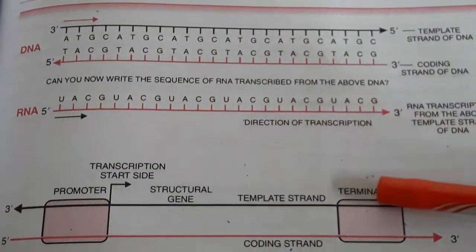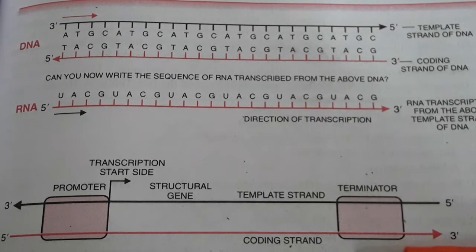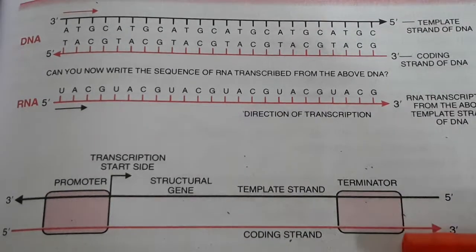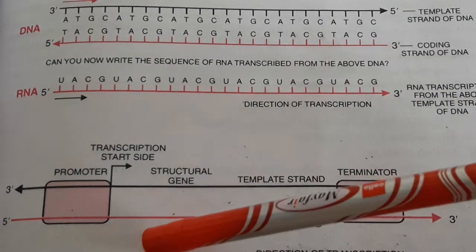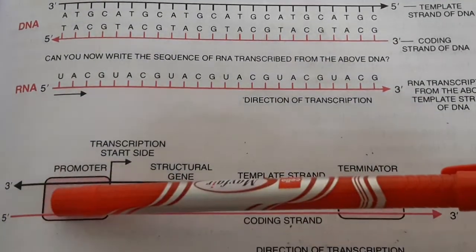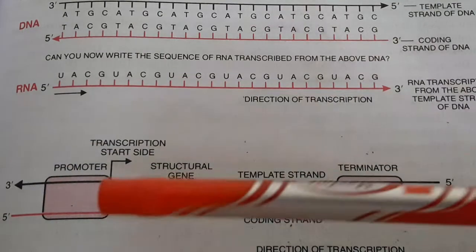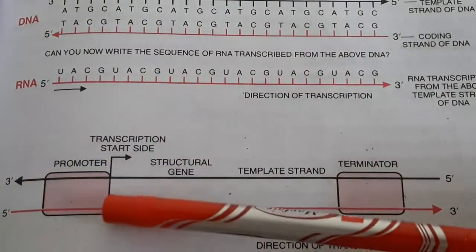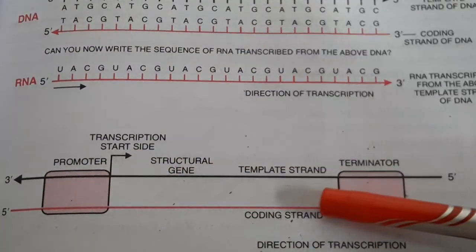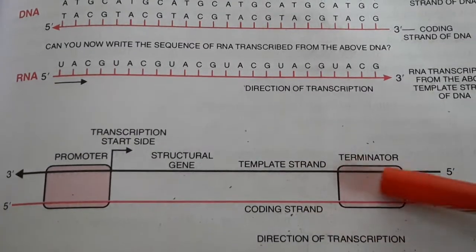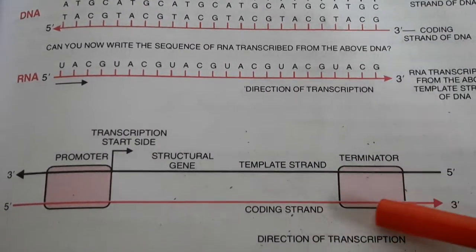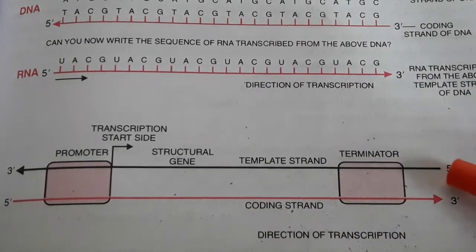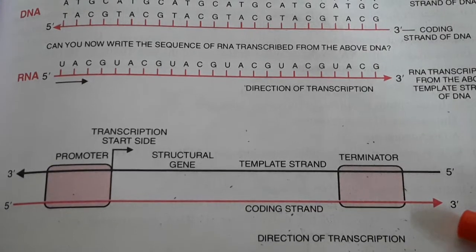So this is all about the transcription unit. Whenever you write it, you have to mention this diagram. The promoter is present towards the 3' end of the template strand and 5' end of the coding strand. The structural genes are present, and the terminator, which will finally stop the process of transcription, is present towards the 5' end of the template strand and 3' end of the coding strand.